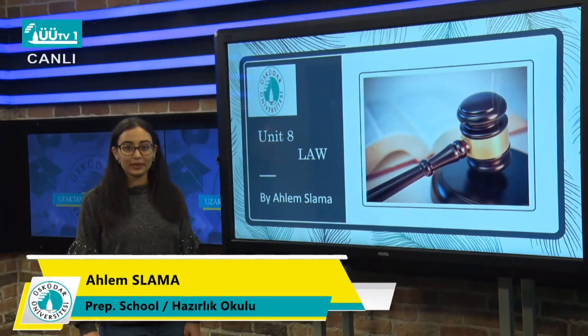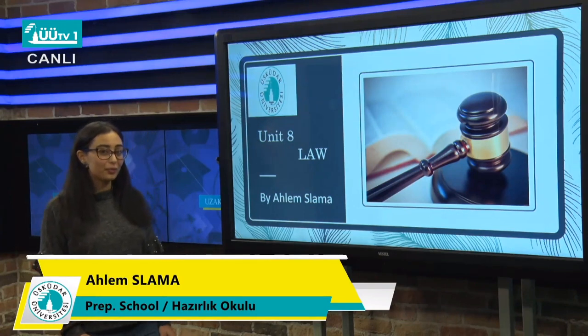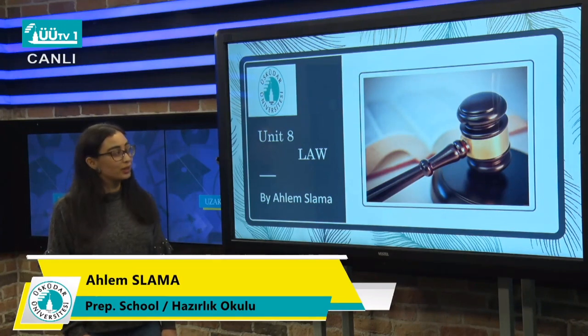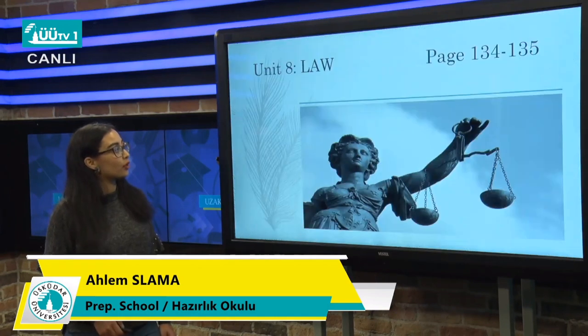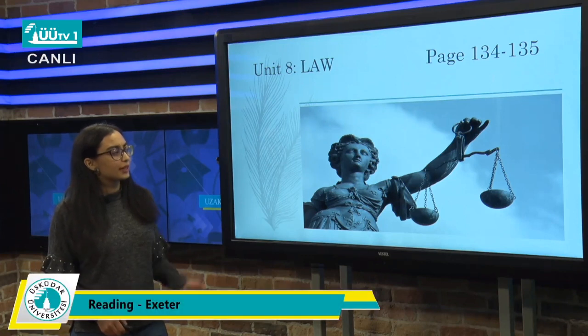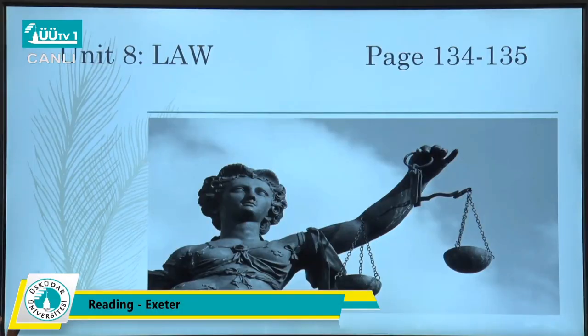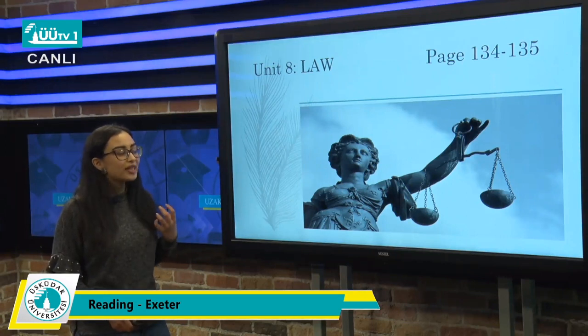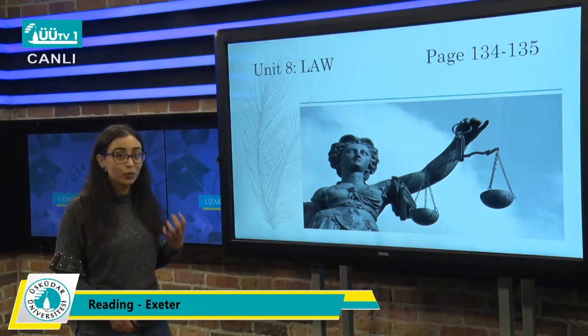So today we are going to start another new unit of our book reading for Exeter level, Unit 8, Law. Just go to your book, page 134, 135. As you can see from this picture, this lady is holding the justice or equality symbol. Actually, in order to achieve equality in our society, in our governments, we need some rules, we need law.